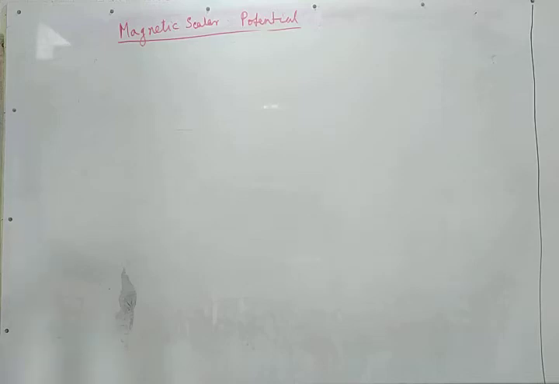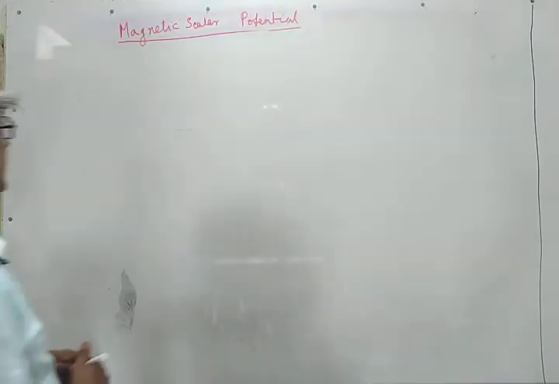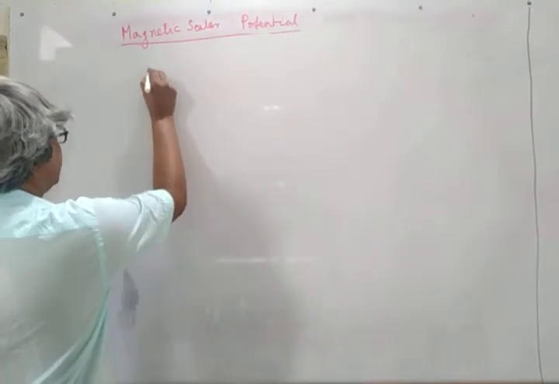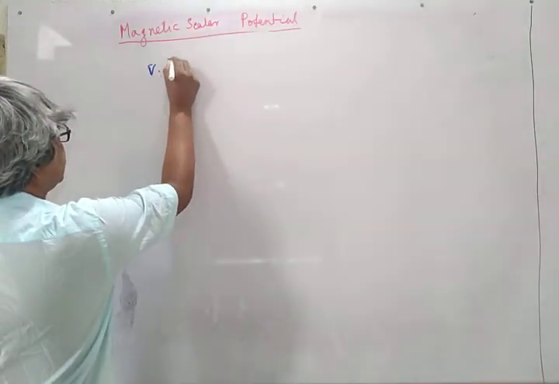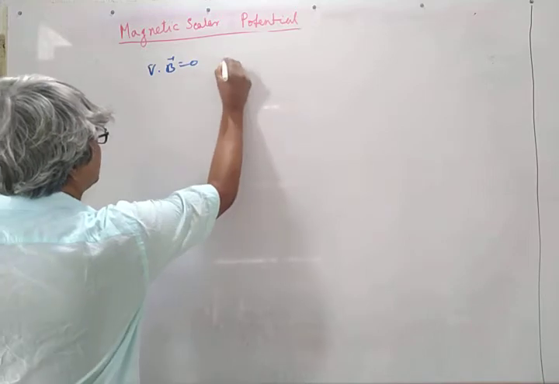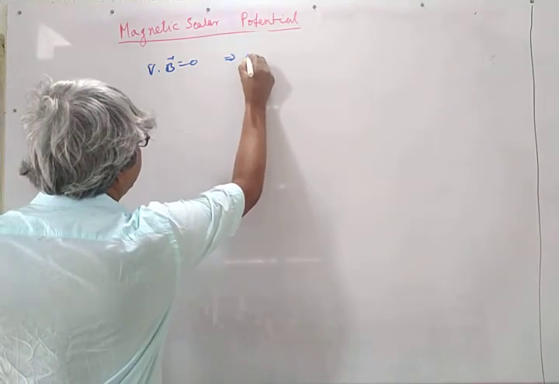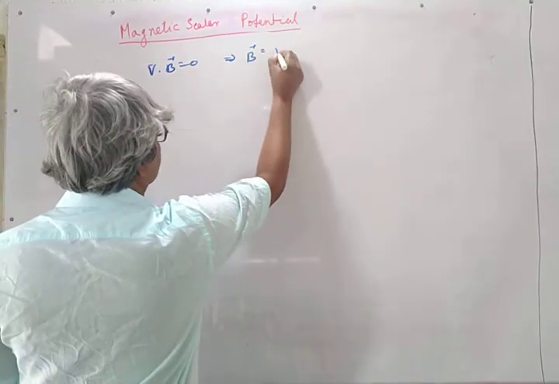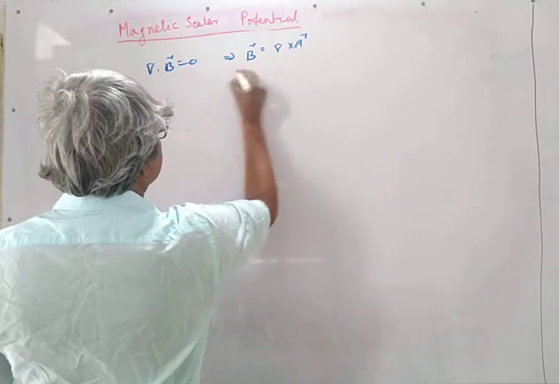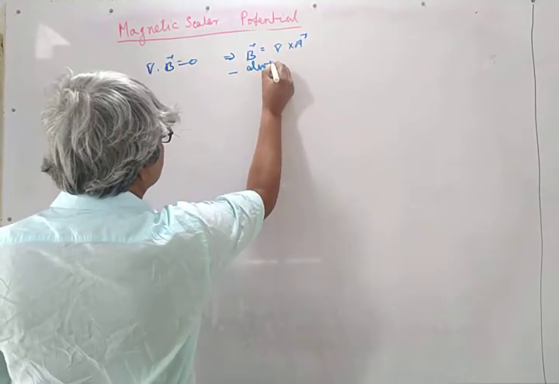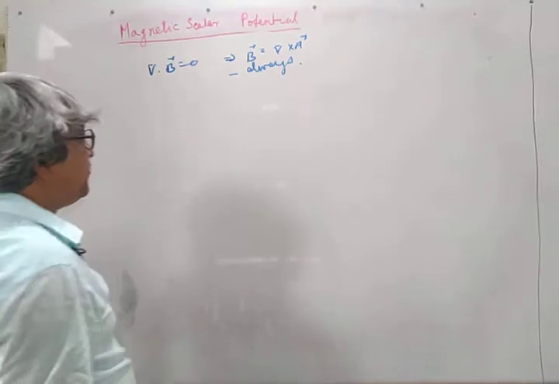Earlier we have discussed magnetic vector potential. The magnetic vector potential arises from the fact that divergence B is zero always, which suggests that B can always be written as curl of A. This result is always valid.